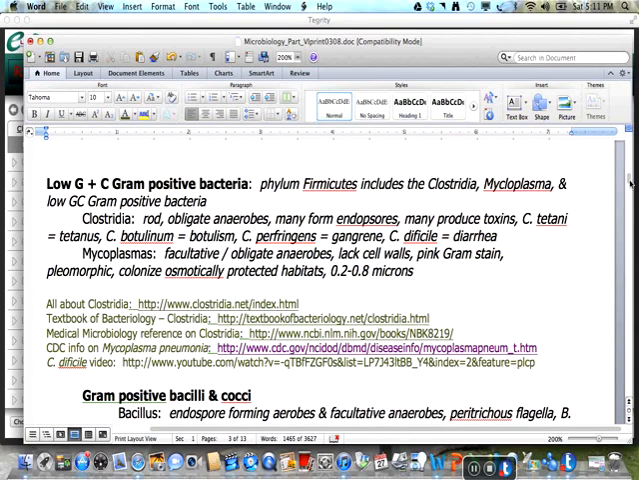The mycoplasmas are facultative and obligate anaerobes which lack cell walls. They are pleomorphic and gram-stained pink. They are 0.2 to 0.8 microns and colonize osmotically protected habitats. There's a couple of videos in this section here that you can follow. Actually, there's one on Clostridium difficile.